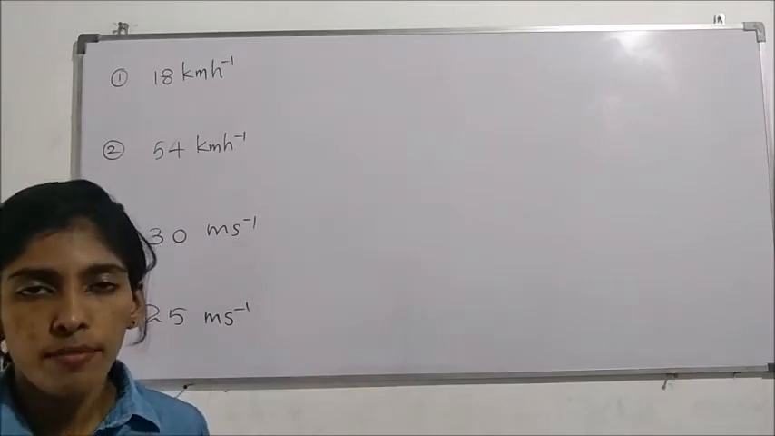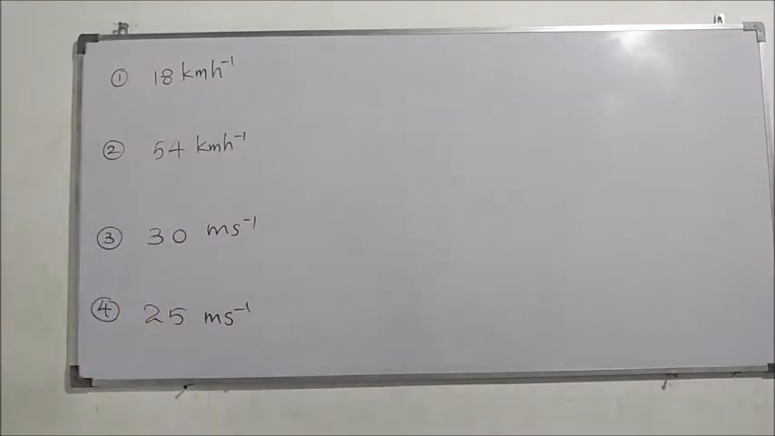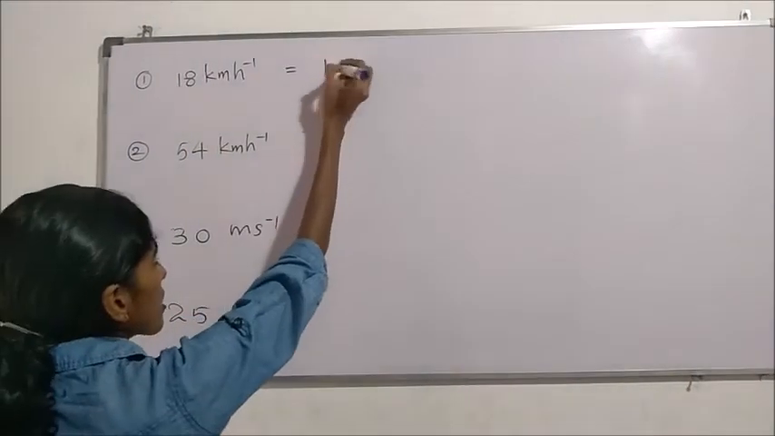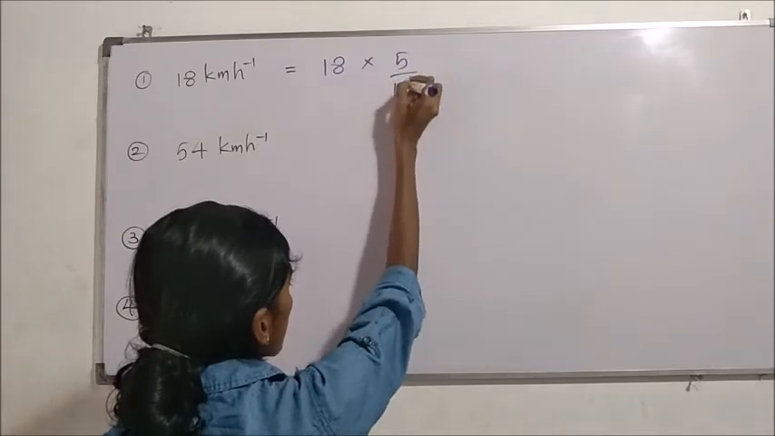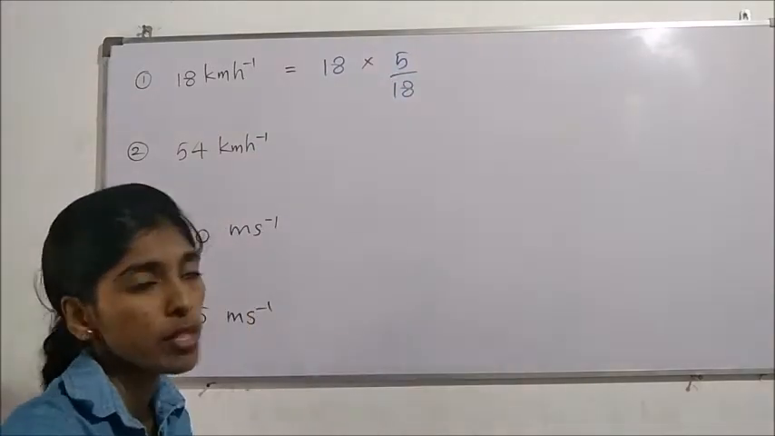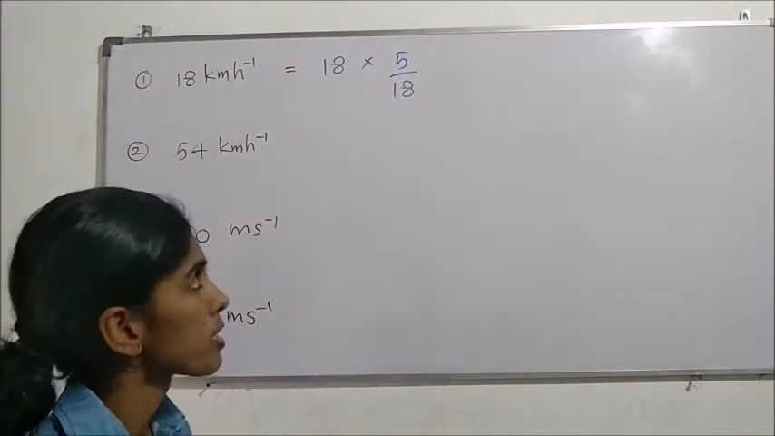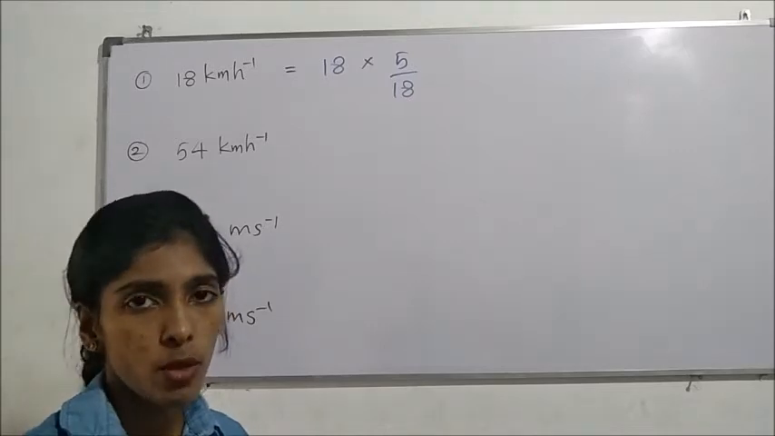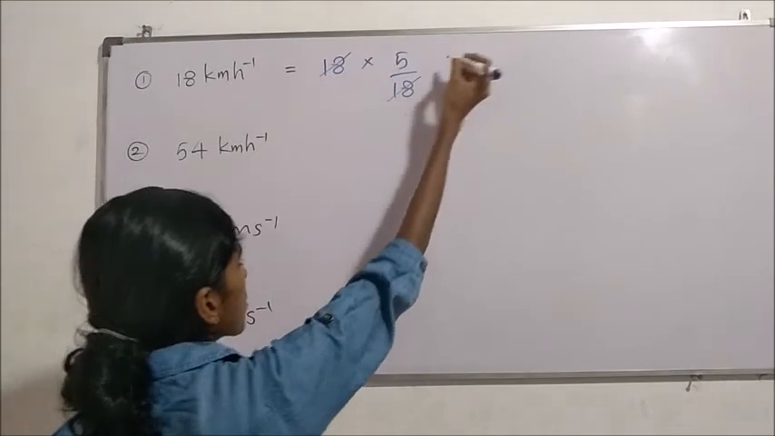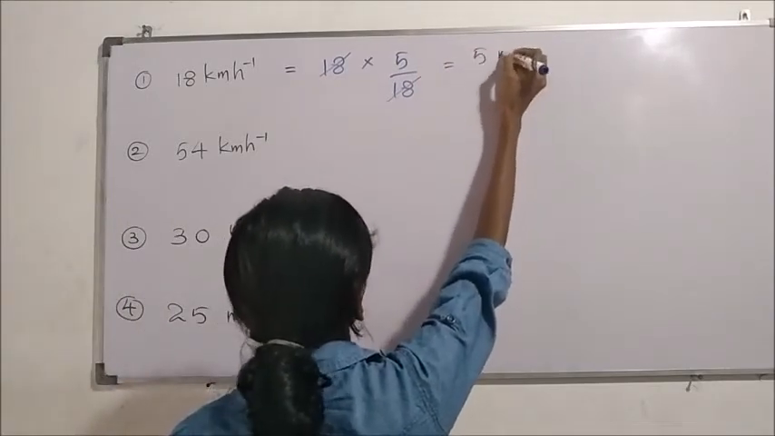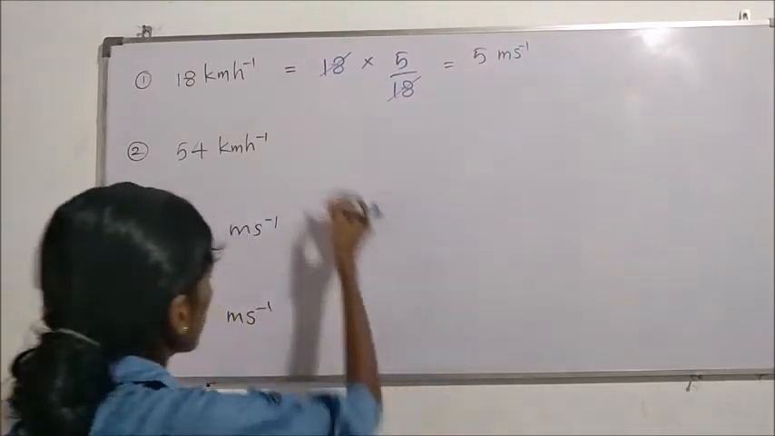Now we will go to some examples. First one, 18 kilometers per hour. So 18 should be multiplied by 5 over 18 simply. If you want, you can follow the long method also: multiply by 1000, divide by 3600. That is also okay. But here 18 times 1, so the answer is 5 meters per second.